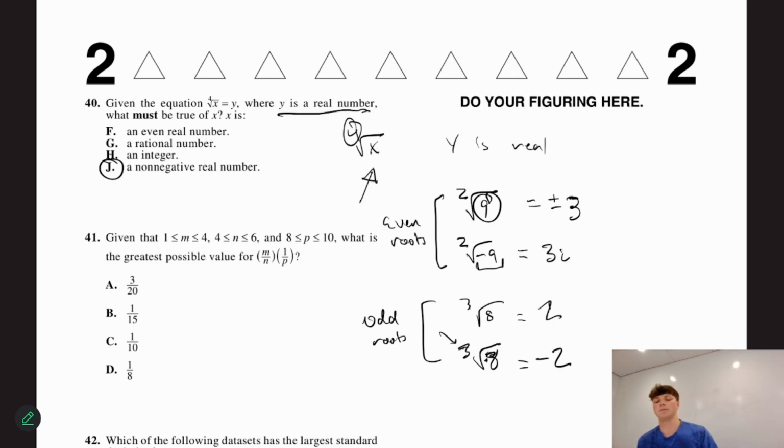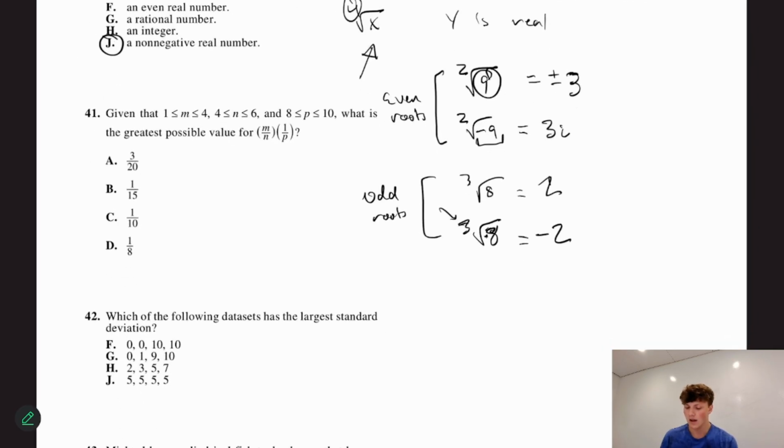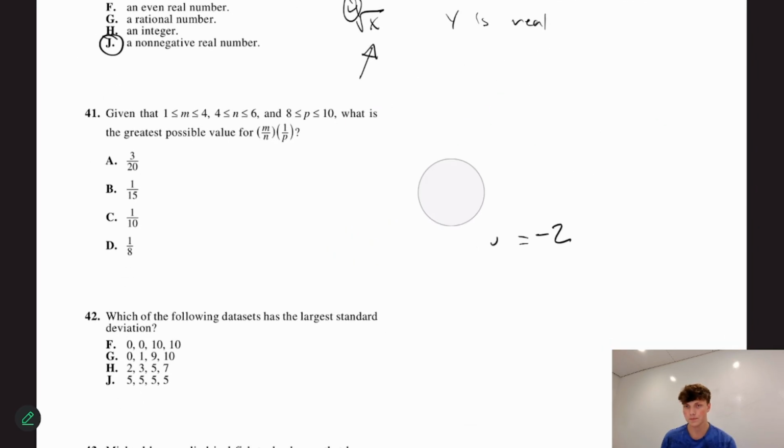For this one, you could have gone down the 4 options and tested your way through if you hadn't developed this intuition. But hopefully, now that we went through those even versus odd roots, you develop an intuition for why some roots give you imaginary numbers and some roots do not. Okay. Let's go to question 41.